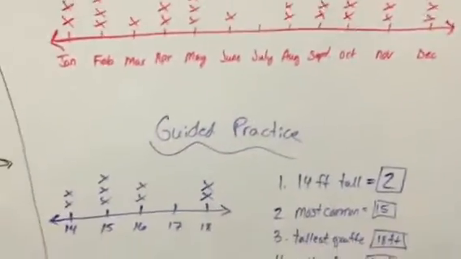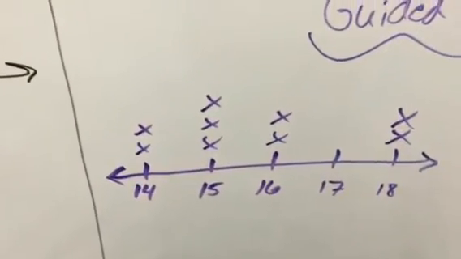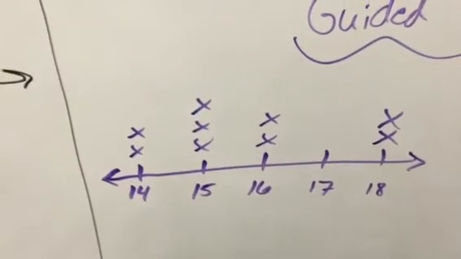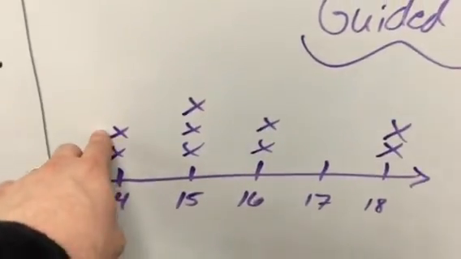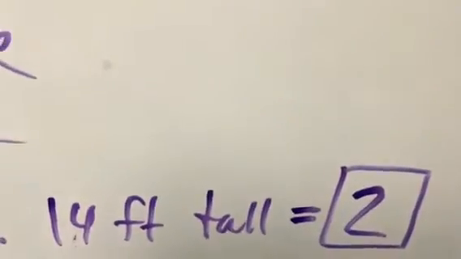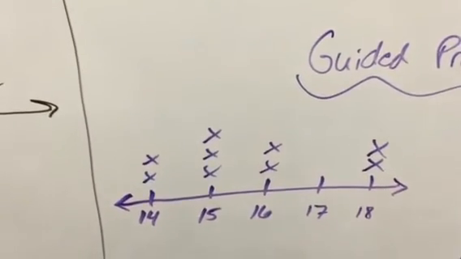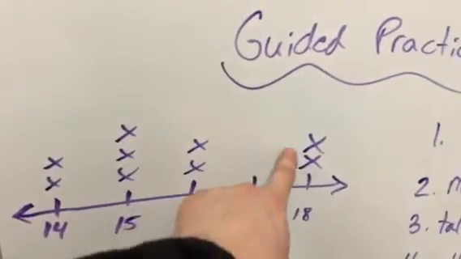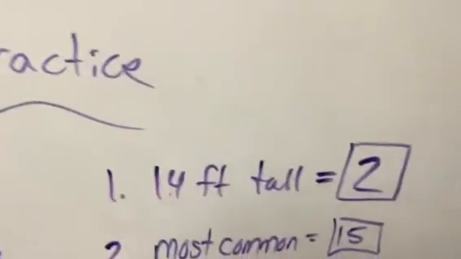Let's look at the guide to practice now. This is the chart from the guide to practice. There were 4 questions that I wanted to look at. The first one was, how many giraffes are 14 feet tall? So I go to 14 feet and I count 1, 2. So my answer for number 1 is 2. The second question was, which height was the most common among giraffes? Well, this has 2, this has 3, this has 2, 0, and 2. So this one's the most common. So my answer for number 2 was 15.